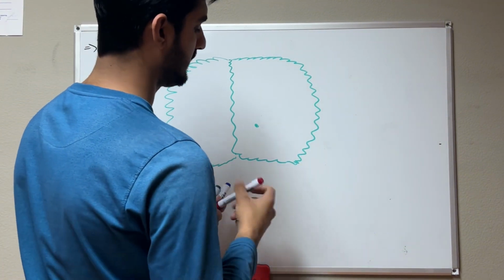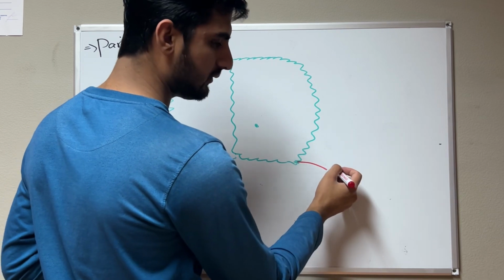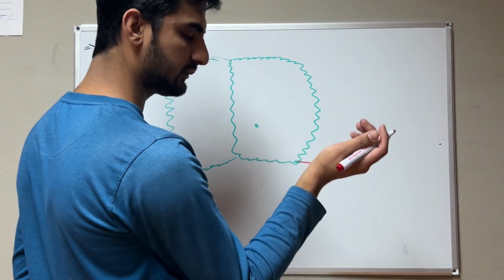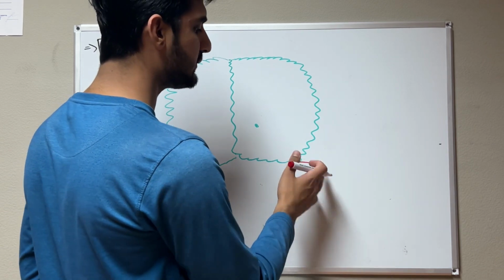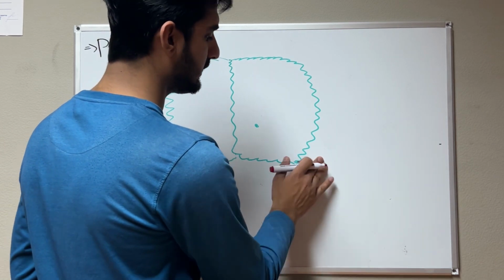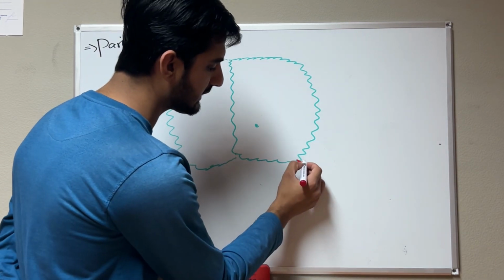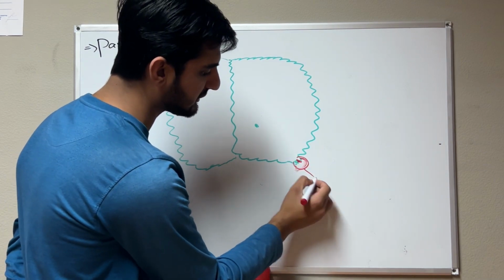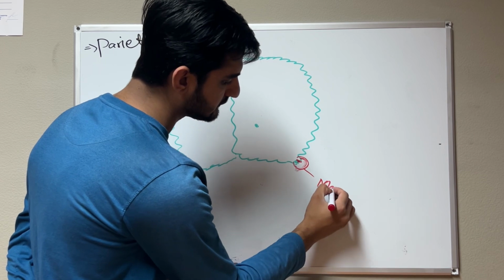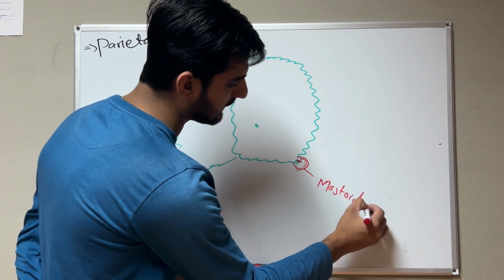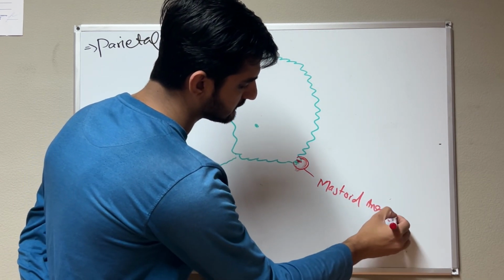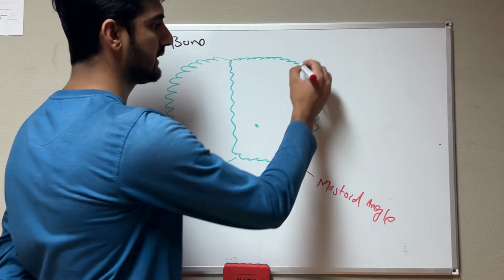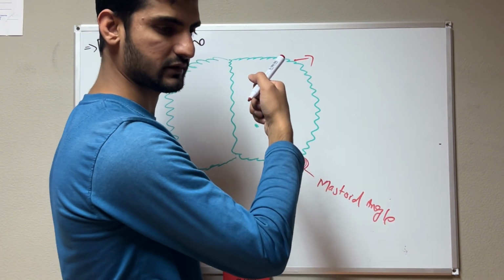First one: here, which bone do we have? Here we have the parietal bone and the temporal bone. Which part do we have? The mastoid process. The connection with the temporal bone's mastoid process we call the mastoid angle. Mastoid angle, angulus mastoideus in Latin.